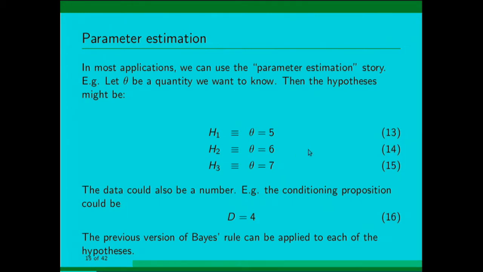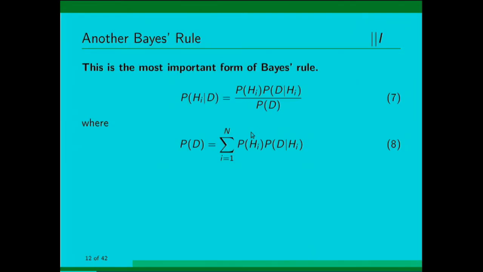So if you have this setup, you would have the probability that theta equals 5 given the data, given that D equals 4, is the probability theta equals 5 times the probability that D equals 4 given theta equals 5, and so on. And you do that for theta being 5, 6, and 7.